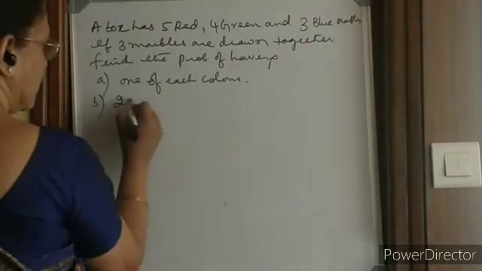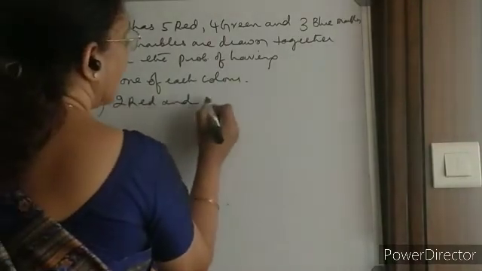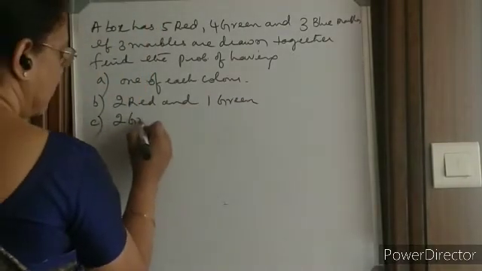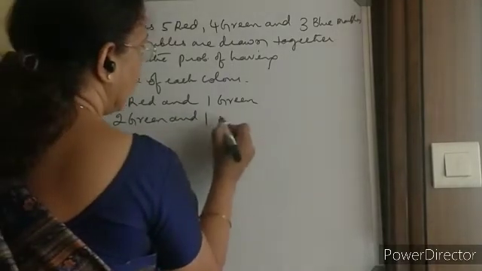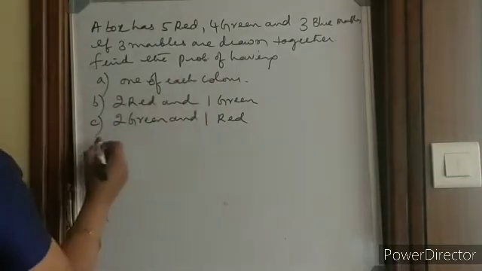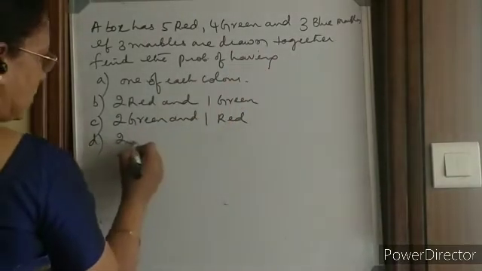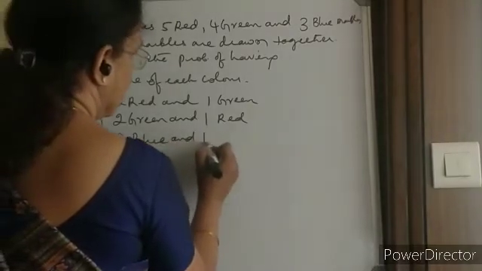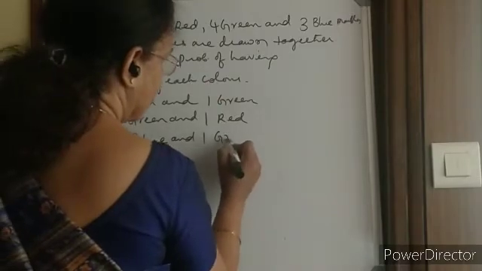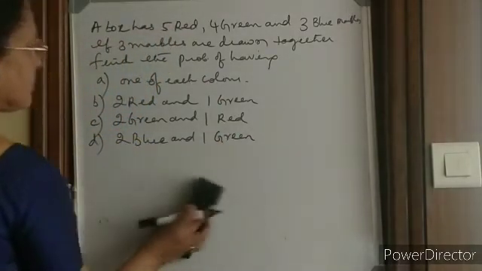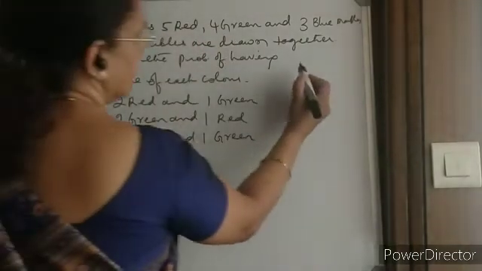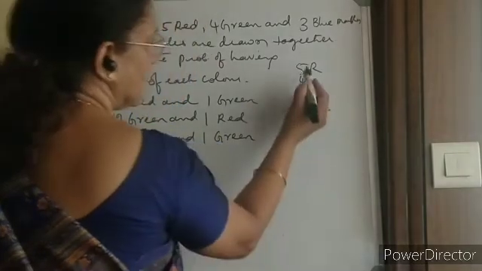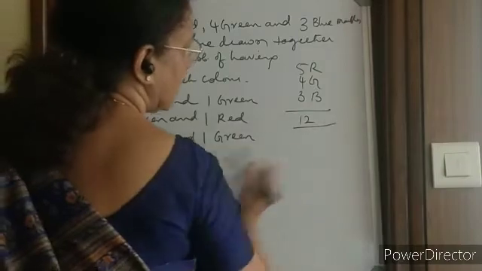Second one, 2 red and 1 green. So see, 2 green, 1 red. Now similarly you can have here one more. So 2 blue and 1 green, red, anything. So I'll make it as green only. Now together here, so you have 5 red, 4 green, 3 blue. So together how many? 12. Okay.